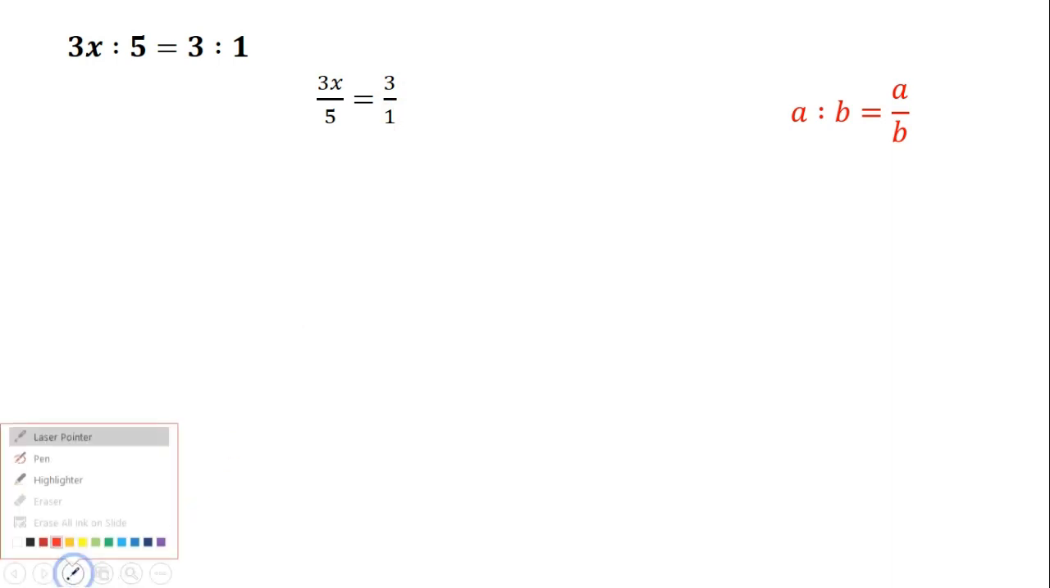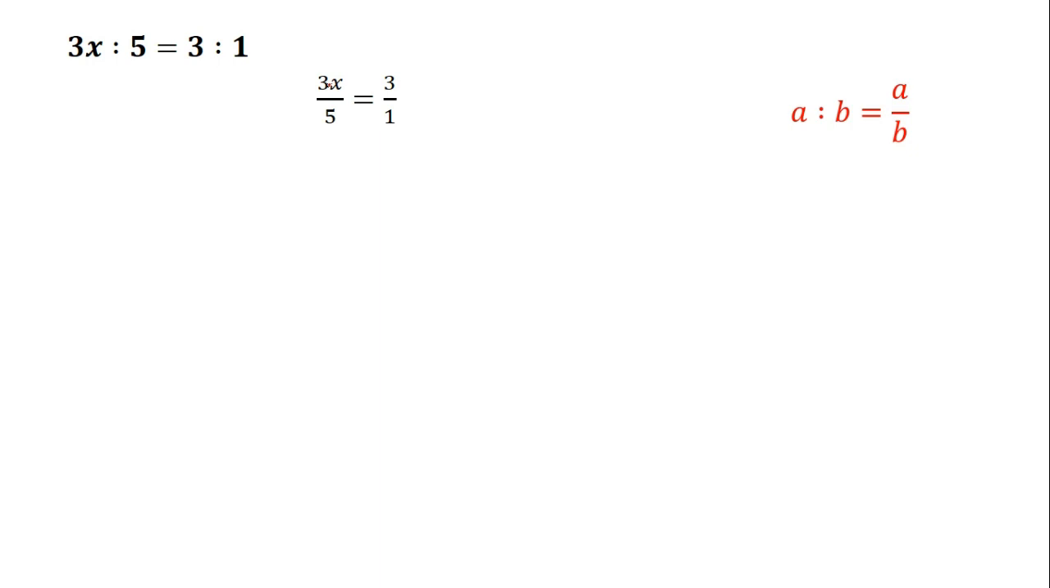We have 3x is to 5 is equal to 3 is to 1. As we have learned, the ratio A is to B can be written in the form of a fraction as A divided by B. So the ratio 3x is to 5 can be written as 3x divided by 5, and the ratio 3 is to 1 can be written as 3 divided by 1. We are going to cross multiply.